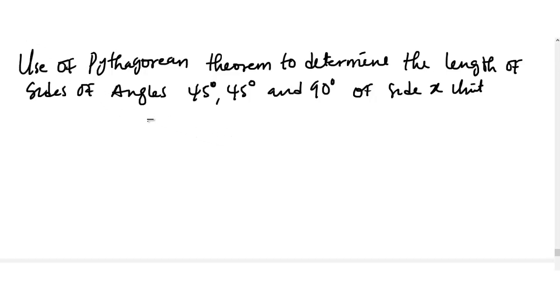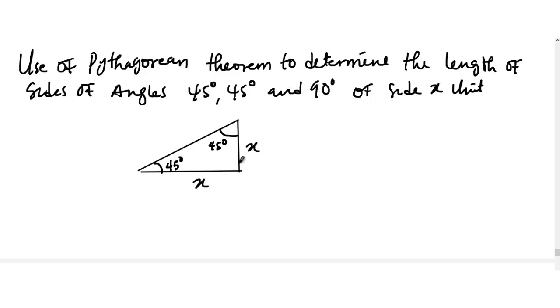So let's draw the triangle with angles 45, 45 and 90. That is basically an isosceles right triangle. So let's say we have the triangle like this. In that case, this angle here, let's say this is 45 degrees, and let's say this is another 45 degrees. And of course, the side in this case will be x units. So this is x, this is x.